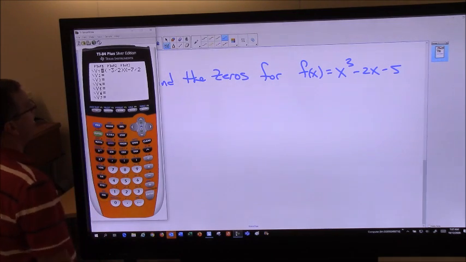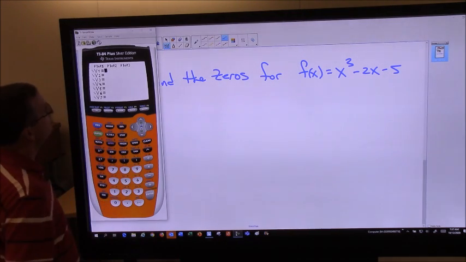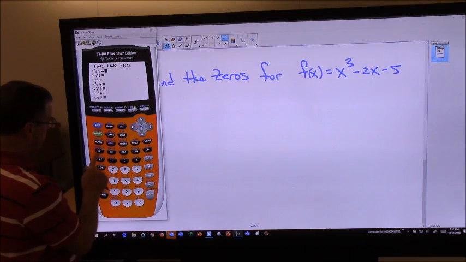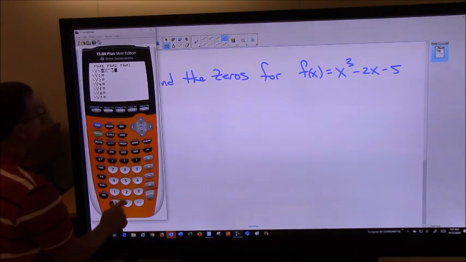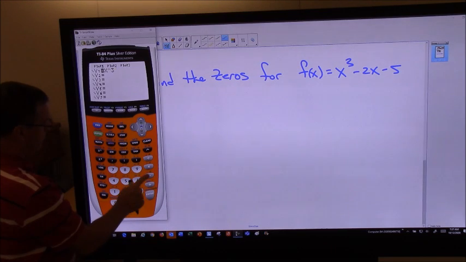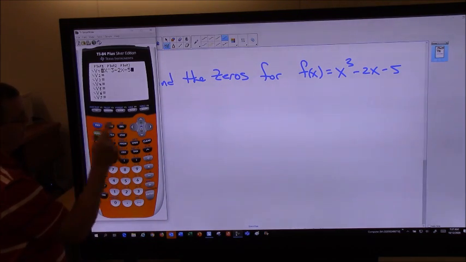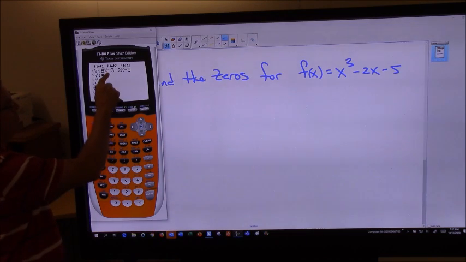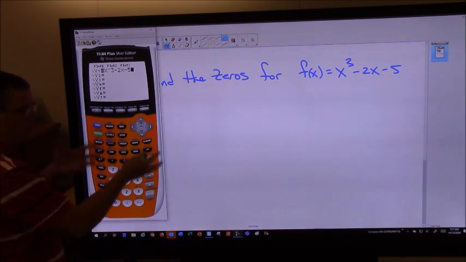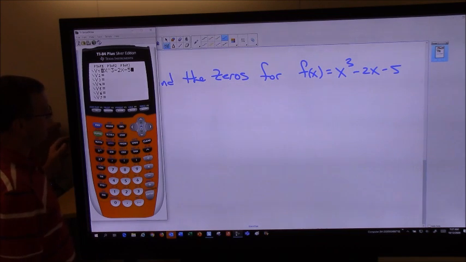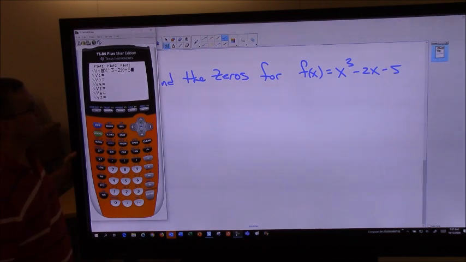I'll hit my y equals. Let me clear off this old equation. I've got x cubed. Remember, this caret is your exponent button. So x to the third power minus 2x minus 5. I think when you hit the caret and you're putting in your exponent, you have to arrow out of the exponent. When I go back and forth with calculators, that's something I always forget to do, and I have to go back and fix things. Okay, but there's my function.